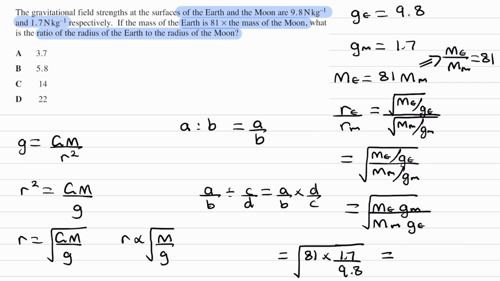Then put this in our calculator, and we end up with 3.74, etc. That rounds to 3.7, so our answer would then be A.